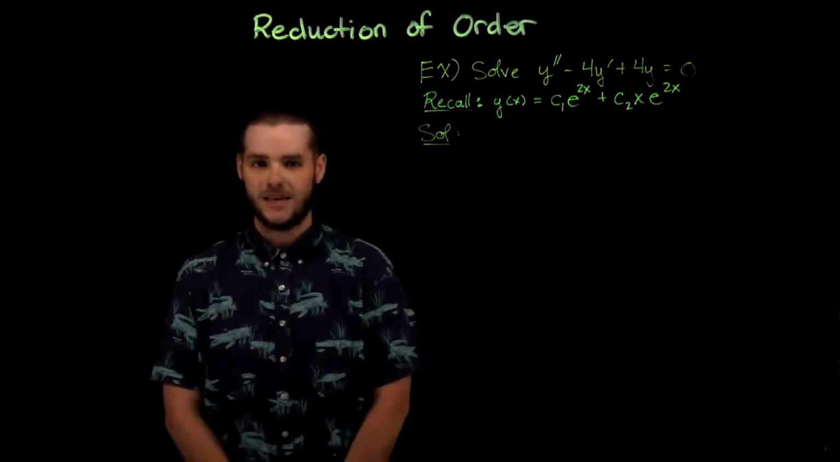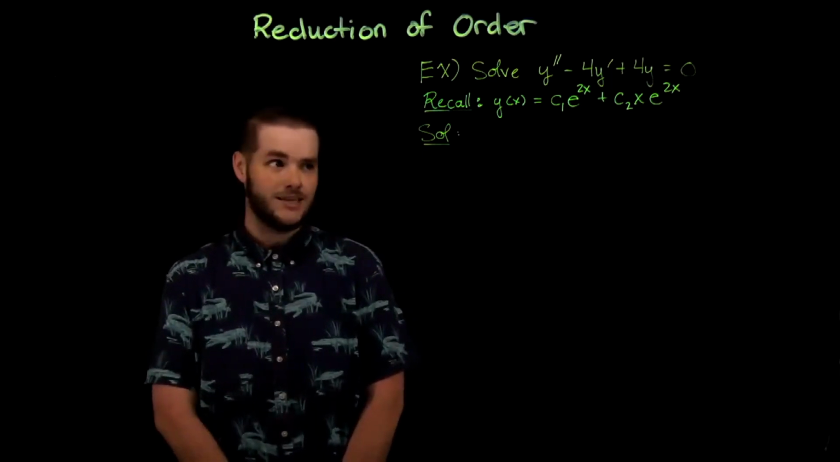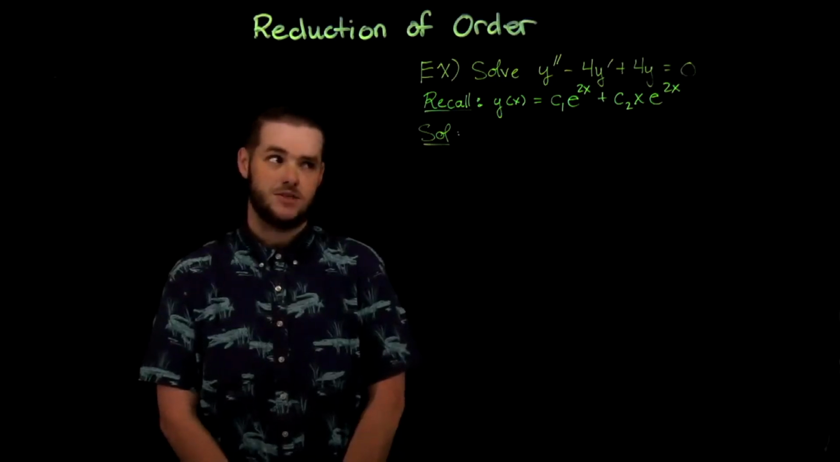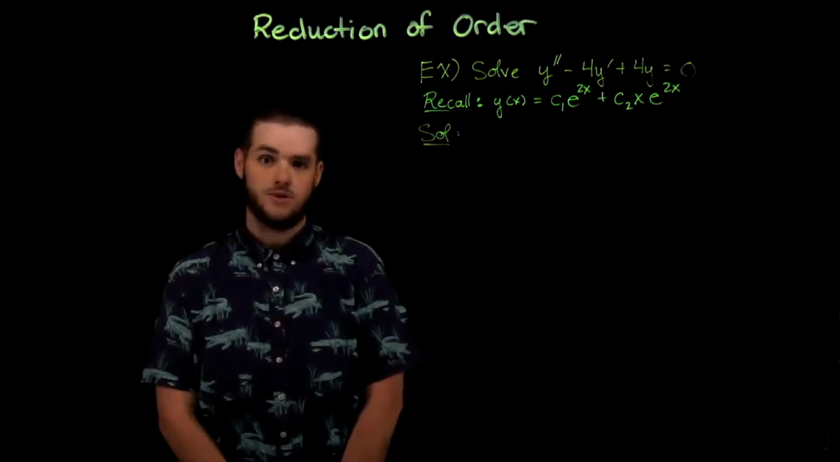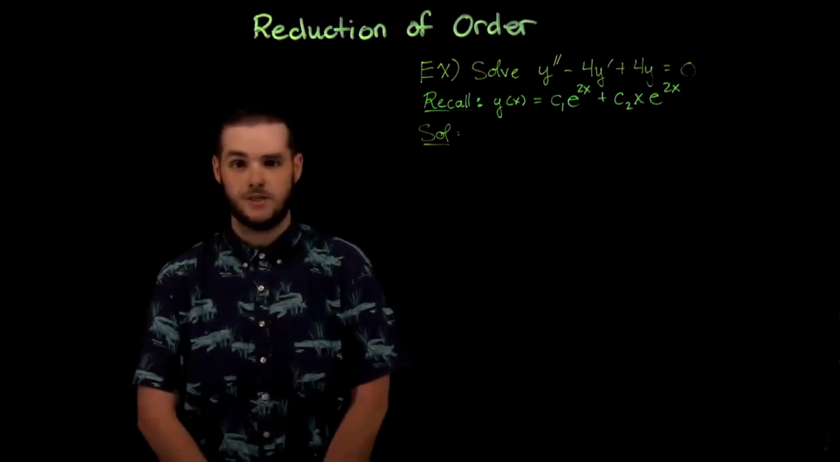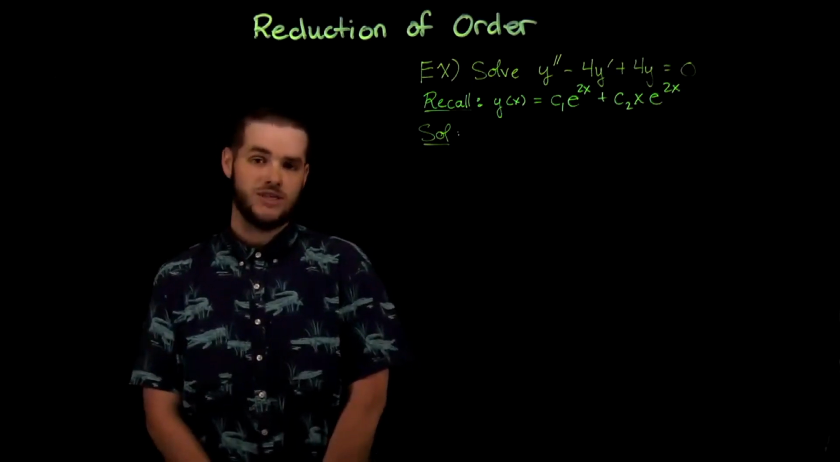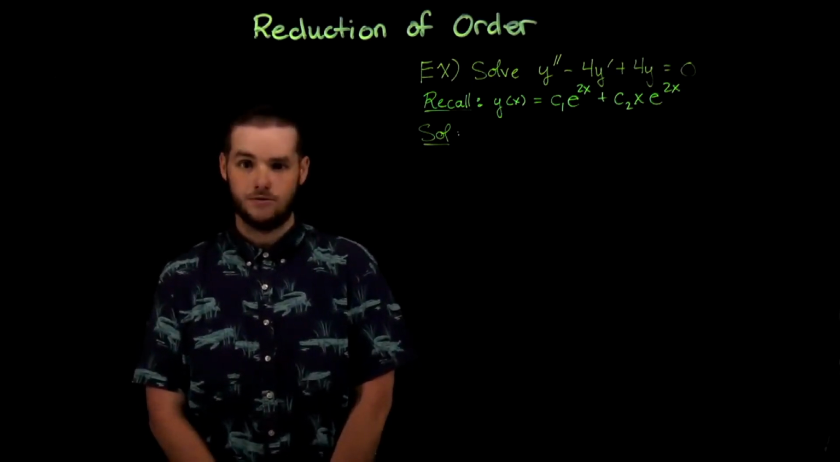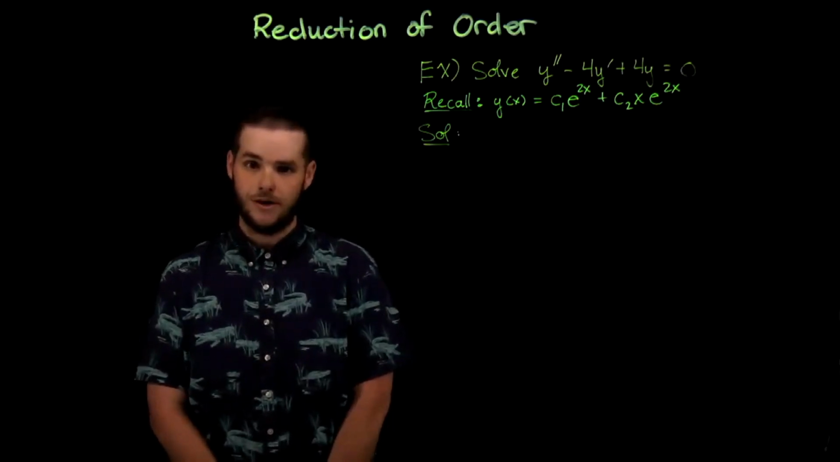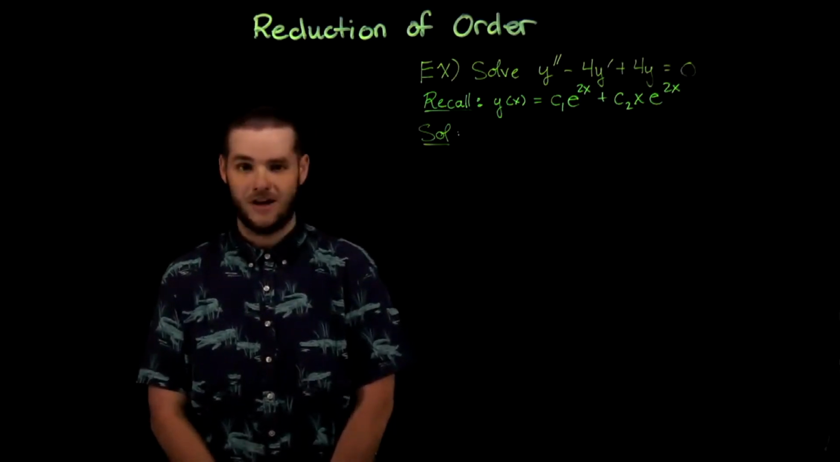Here I have a second-order differential equation that we already have the general solution of. It's c1 e to the 2x plus c2 x e to the 2x. And you can solve this very quickly using the characteristic polynomial since it's homogeneous. However, I want to show a different way of finding the solution. I want to use reduction of order here as some justification or proof of concept.